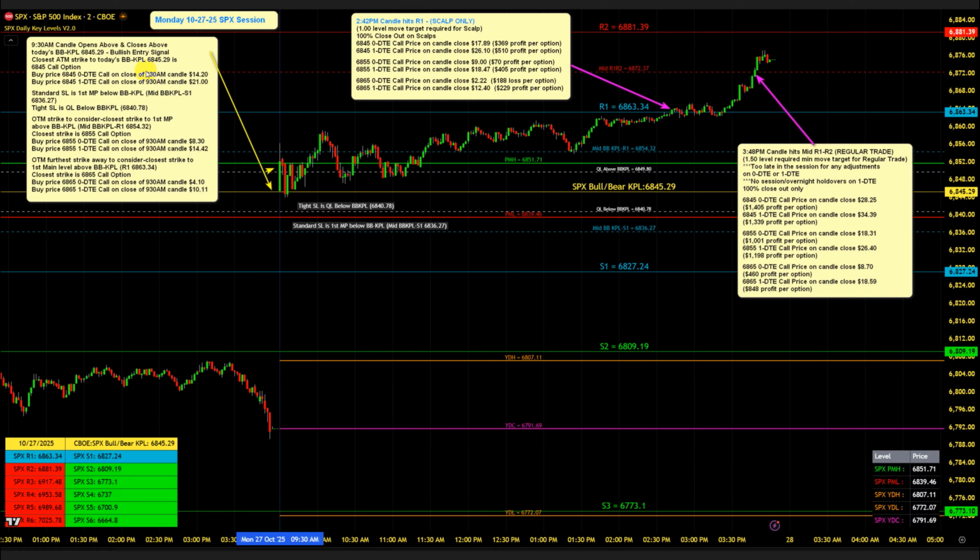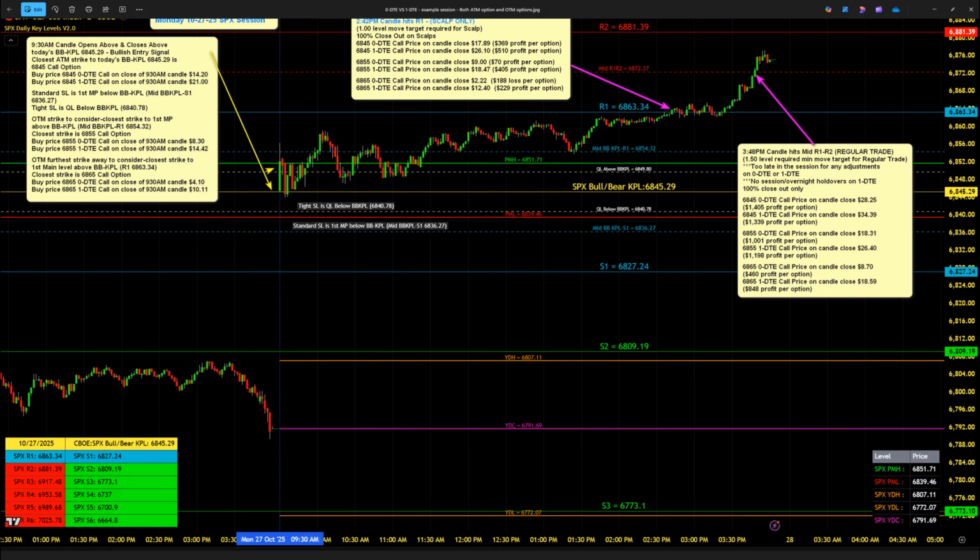And that is buying calls on bullish entry signals, regardless of where that bullish entry signal is from, any of the main levels, the bull bear KPL, or any of the S1 through S6 or R1 through R6 main levels. Or bearish entry signals on any of those main levels, then we'd be buying puts. So we're simply buying calls on bullish entry signals and buying puts on bearish entry signals.